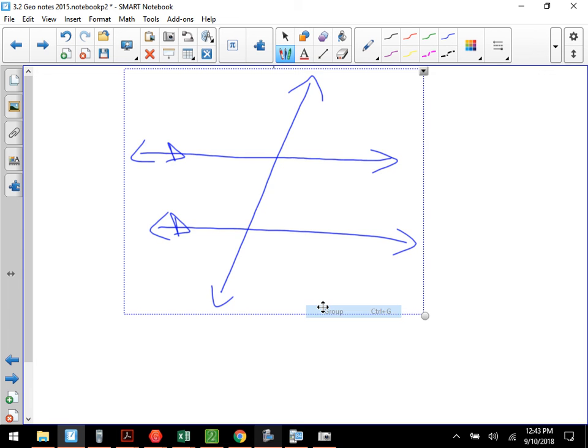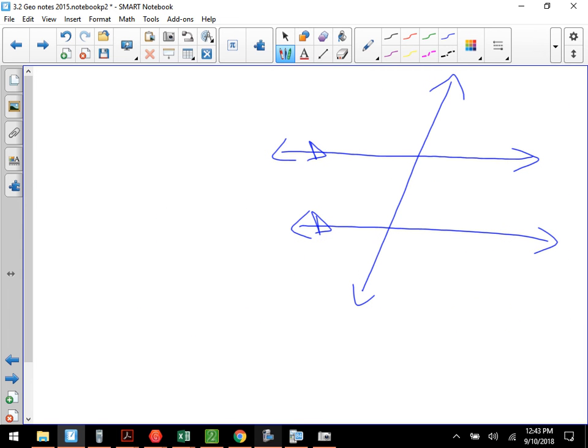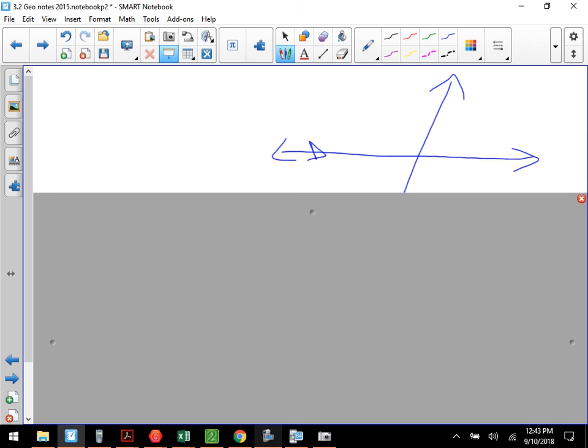This picture, that picture right there says a lot. That says two parallel lines are cut by a transversal. That's what that diagram means. When you look at it and cover up just the bottom, how many lines intersected there? Two. How many angles are formed? Four.